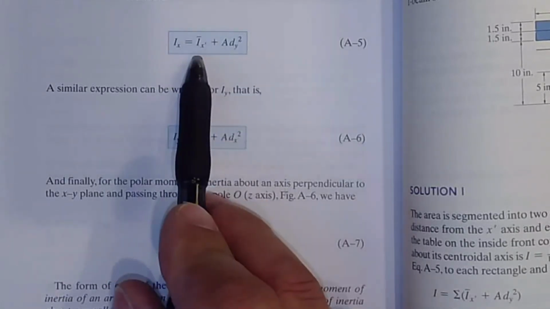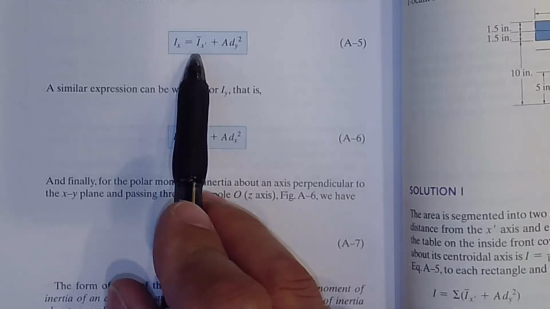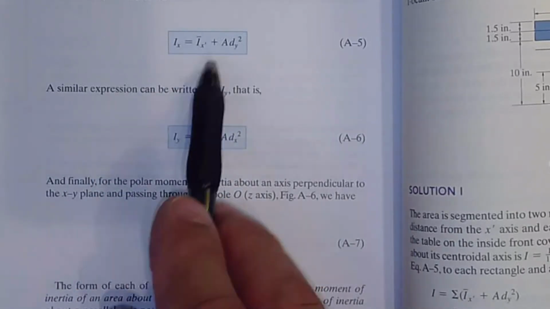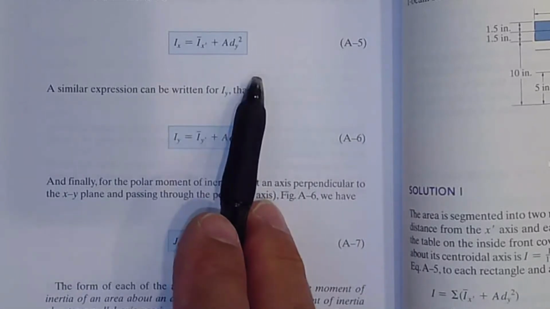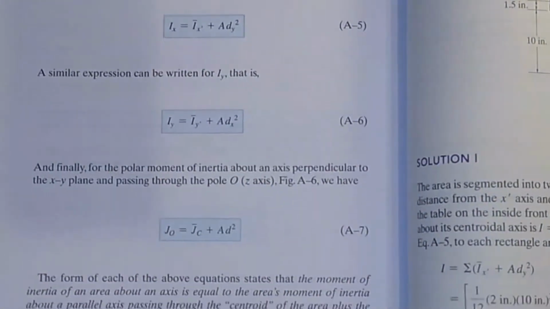In this case, what they're saying is this is the moment of inertia about the centroid. Always be careful about nomenclature, but that's what they're talking about if you see it written that way.